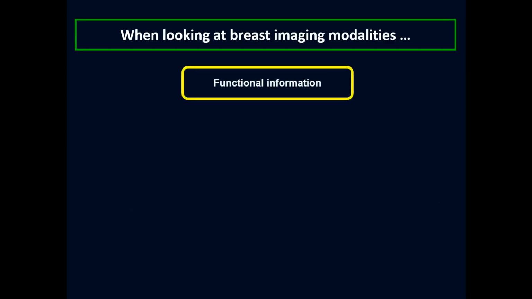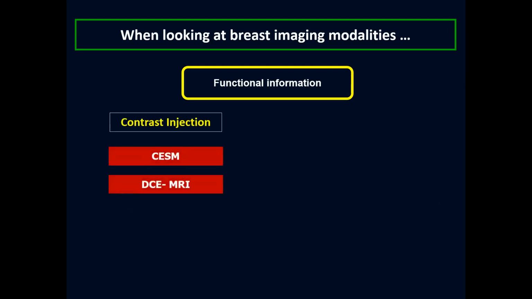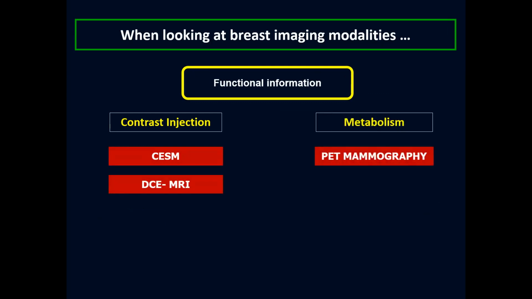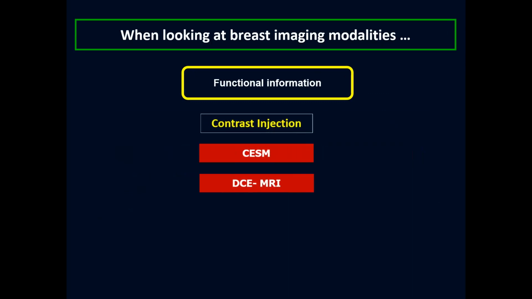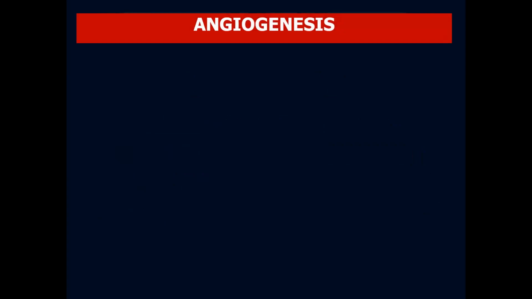And when looking at these breast imaging modalities, some of them attempt to decrease this gray zone through providing functional information, which is either through the injection of contrast media, like contrast mammography and MRI, or through providing some information about the metabolic activities of the cells, like PET mammography. And we'll start by discussing the modalities which provide functional information through the injection of contrast media.